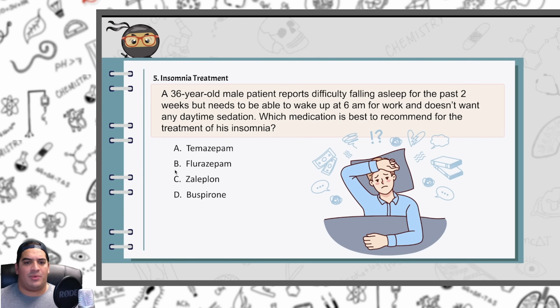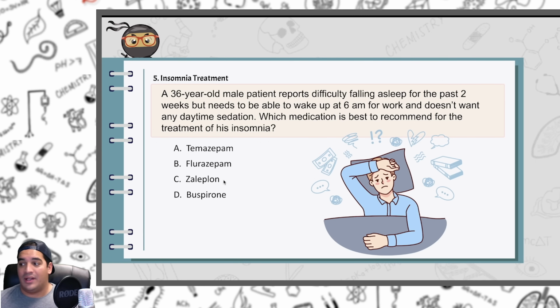A 36-year-old male patient reports difficulty falling asleep for the past 2 weeks, but needs to be able to get up early in the morning, at 6 a.m., and doesn't want any daytime sedation. Which medication is best to recommend for the treatment of insomnia? You want something that's going to be quick to induce sleep but won't linger in the morning, in other words, its half-life is short. Temazepam is somewhere in between, intermediate-acting, so it'll last a decent amount of time. Lorazepam is also on the longer side. Buspirone doesn't really have any type of hypnotic function.